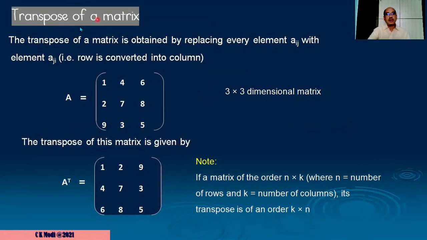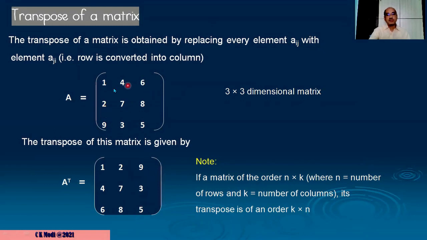Now the transpose of a matrix. What do you mean by transpose of a matrix? The transpose of a matrix is obtained by replacing every element Aij with element Aji. So this is a matrix, and these are the rows: 1, 4, 6; 2, 7, 8; 9, 3, 5. And the columns are 1, 2, 9; 4, 7, 3; 6, 8, 5. After performing the transpose, rows are converted into columns, and columns into rows.